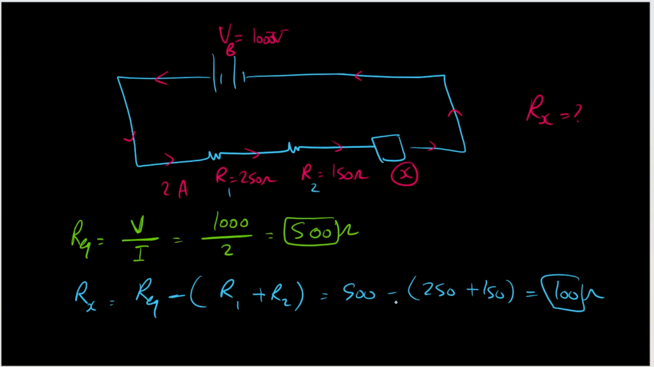Done. What if you have a voltmeter which is connected parallel to this resistor? How can you find its reading? Simply by multiplying I times R. So I is equal to 2. Its resistance is equal to 100. So its voltage is 200 volts. Done.